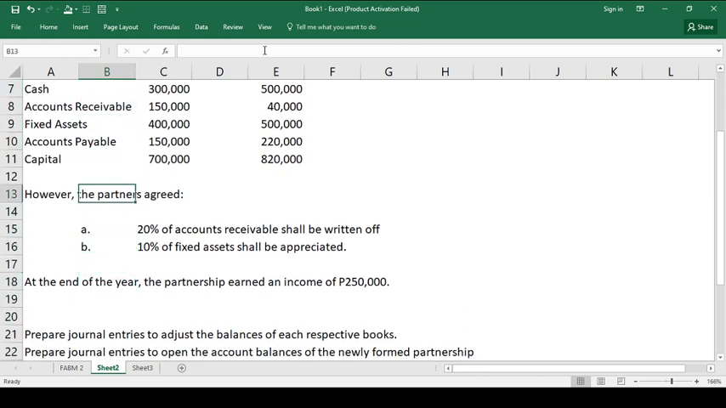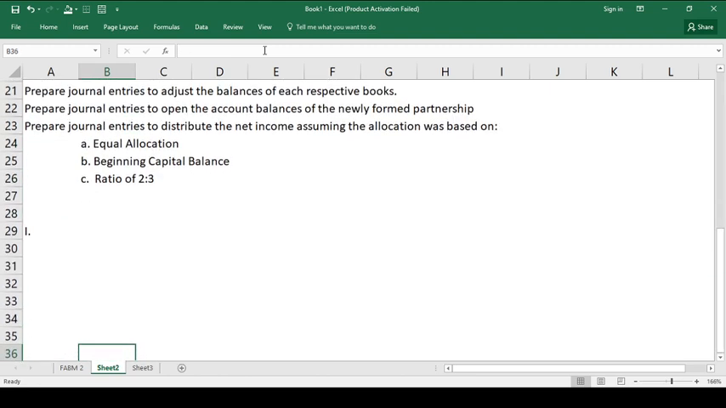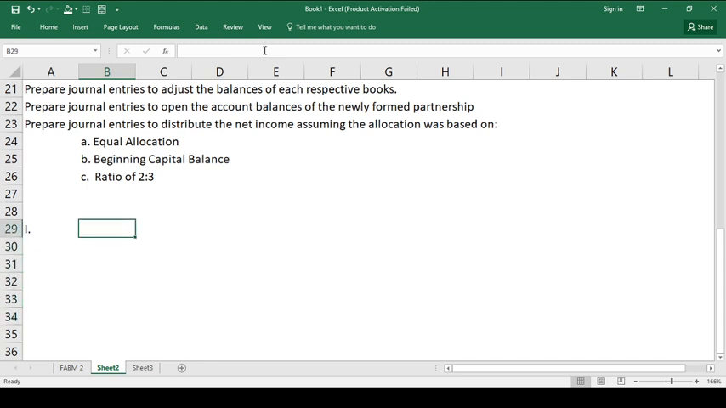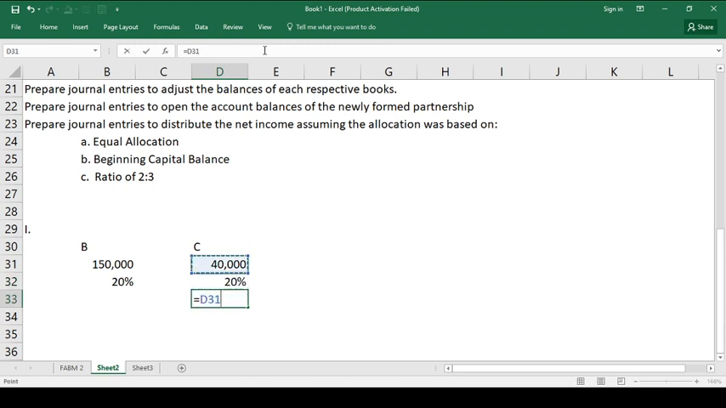If B and C have 150,000 and 40,000 accounts receivable, and 20% of which shall be written off, we have 150,000 for B and 40,000 for C. Take note, 40,000, not 400. It says 20% of each balance shall be written off. So how much is 20% of 40,000? That is 8,000. And for B, that is 30,000.